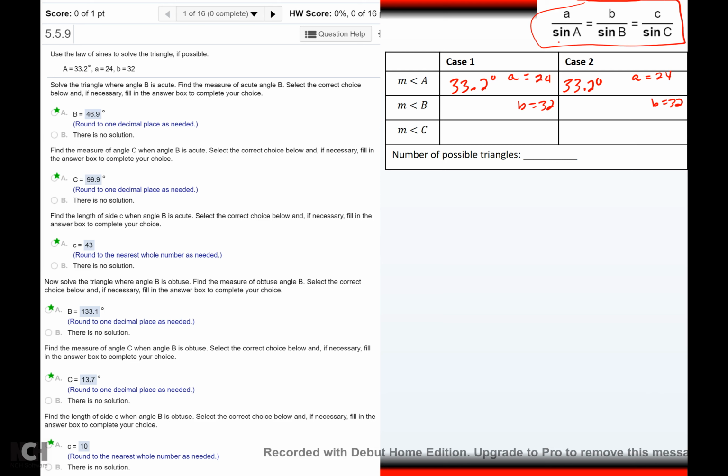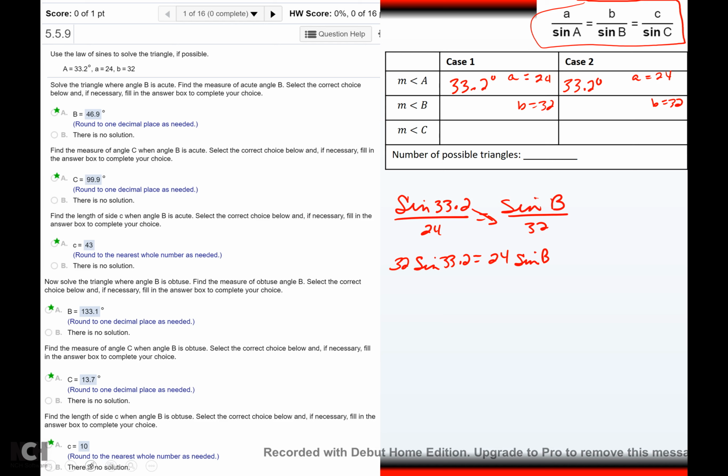Okay, so knowing that, I'm going to set up, and this is upside down. This works also. There are two laws of sines, actually. You can put the sides over the angles. We use this flipped over, but I don't know why I copied and pasted the upside down one. But they both work. So I'm going to set up sine A over a equals sine B over b. If I solve that, I get 32 times sine 33.2 equals 24 times sine B.